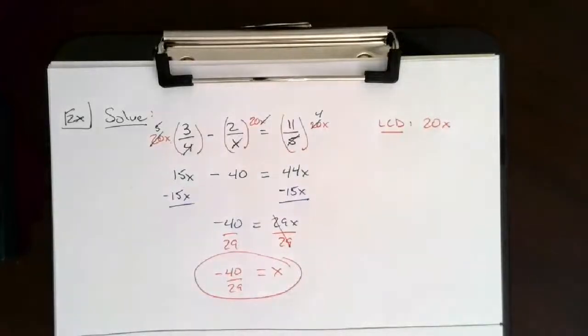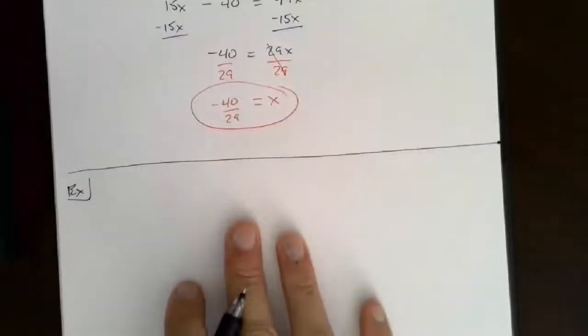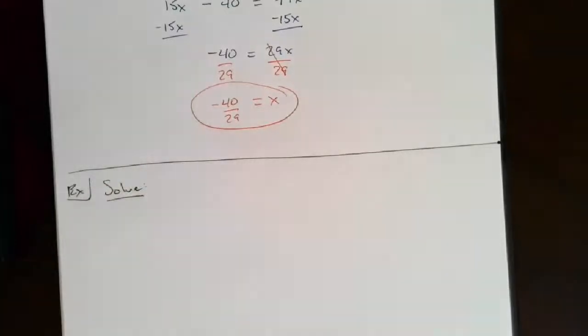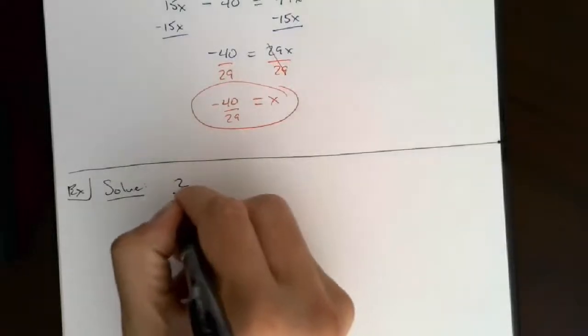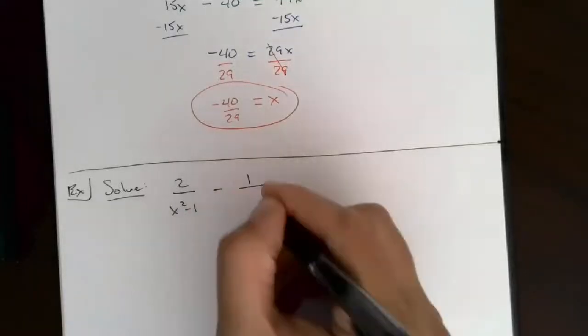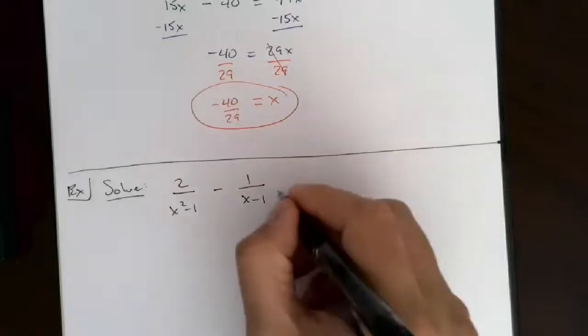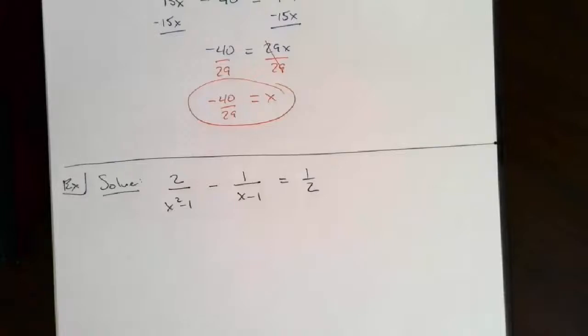Let's take a look at another one. If I said to solve 2 over x squared minus 1, minus 1 over x minus 1, equals 1/2. So we have an equation, right? The equal sign shows us. It has fractions, and you have an equation with fractions.